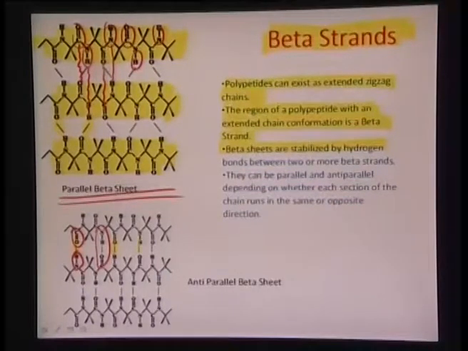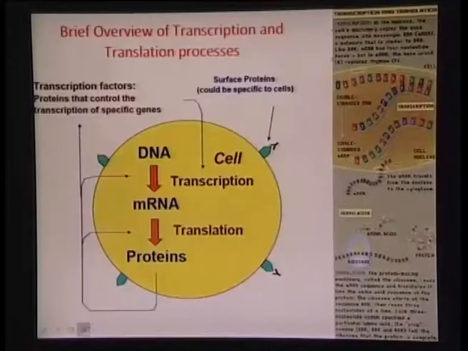Of course the anti-parallel has a lot more stability than the parallel has, okay, and so they can be parallel or anti-parallel depending on whether each section of the chain runs in the same or the opposite direction. And the beta sheets are stabilized by hydrogen bonds between two or more beta strands, okay. This is the anti-parallel beta sheet, this is the parallel beta sheet. So in a nutshell these are the two structures, alpha helix and the beta sheets.